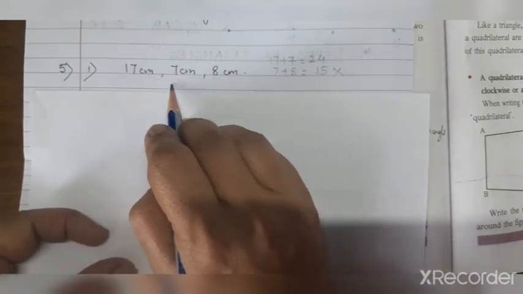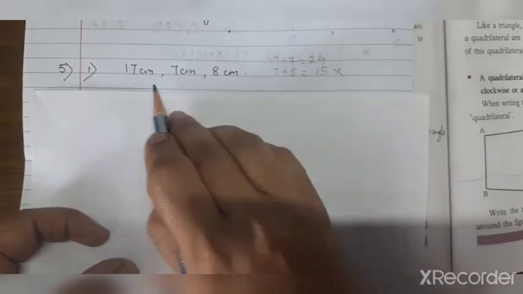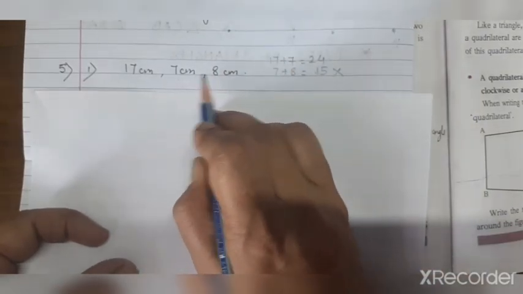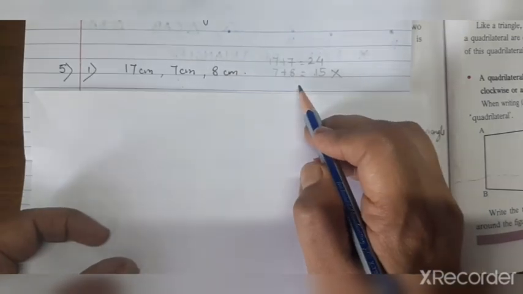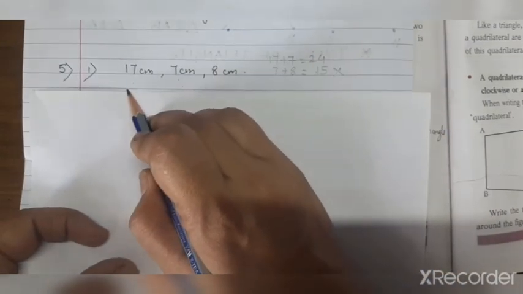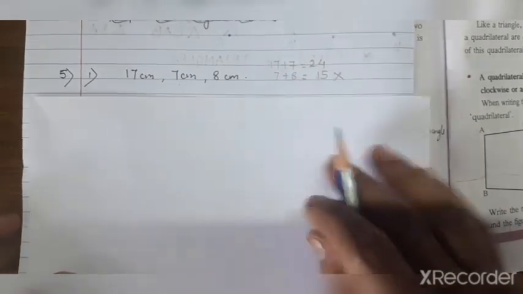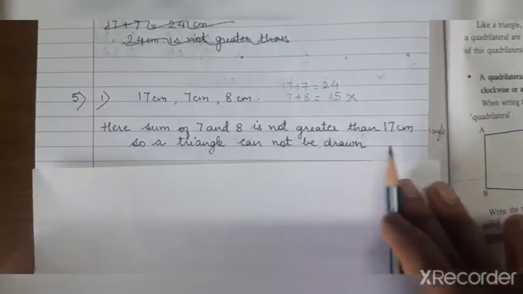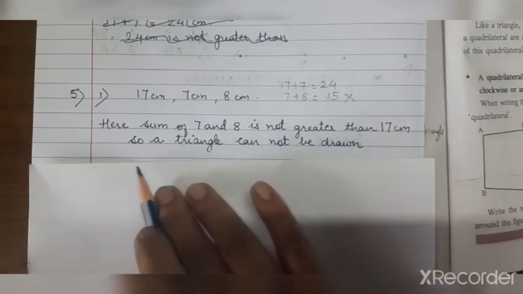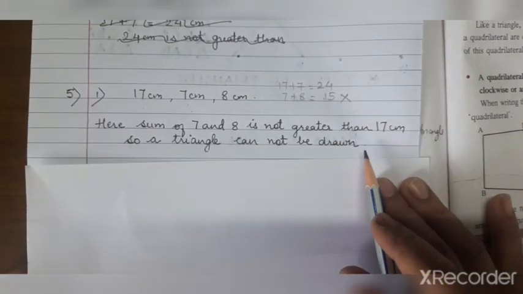So 17 plus 7 is 24. This we got. But we have to check the other option also. So we add 7 and 8. 7 plus 8 is 15, which is not greater than 17. So here we cannot construct the triangle. So how you will write is, the sum of 7 and 8 is not greater than 17 centimeter, so a triangle cannot be drawn.